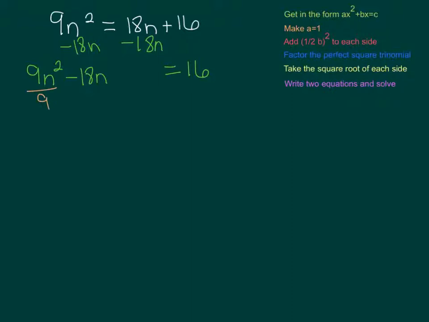A is 9, so we need to divide everything by 9. Again, whether it comes out even or not, we have to divide everything. So it gives me n squared minus 2n equals, and 16 over 9 cannot be reduced, so we'll just leave it 16 over 9.